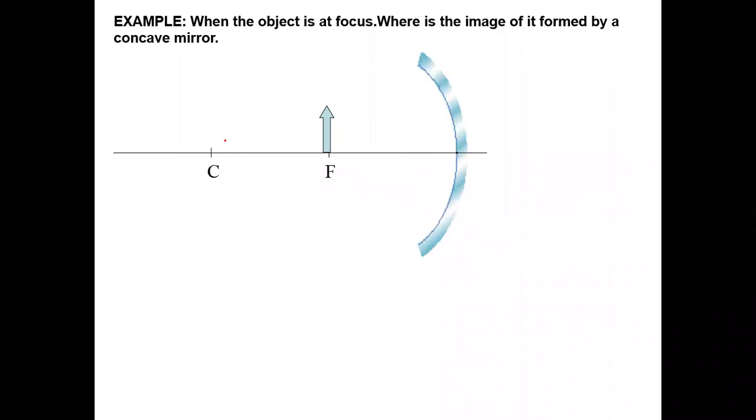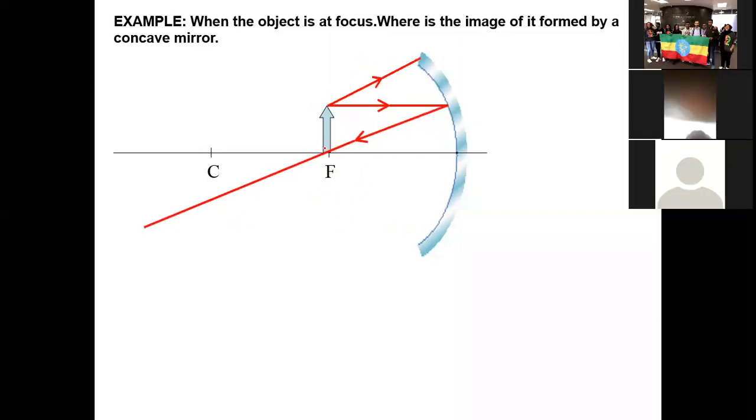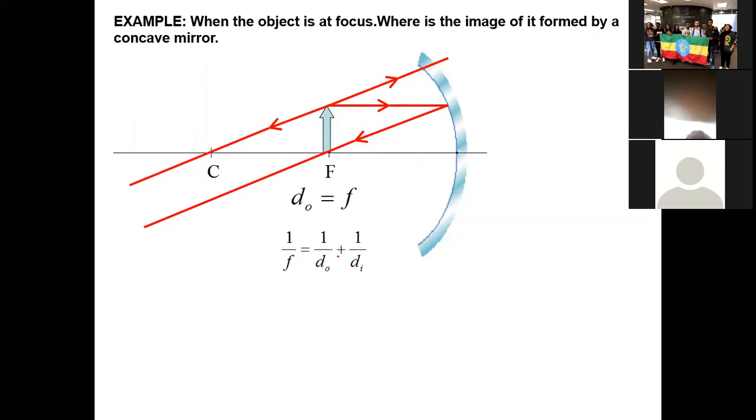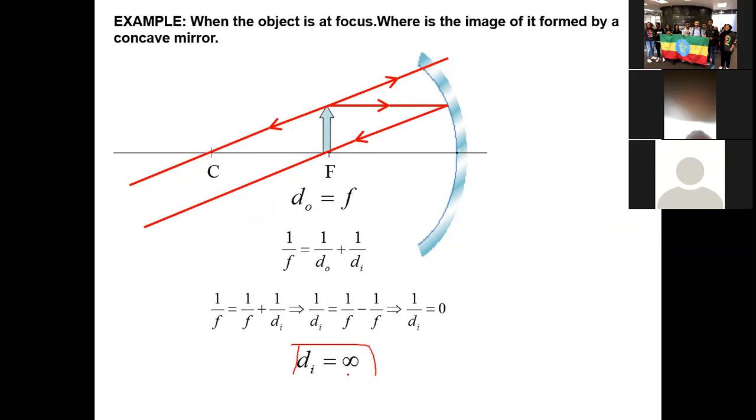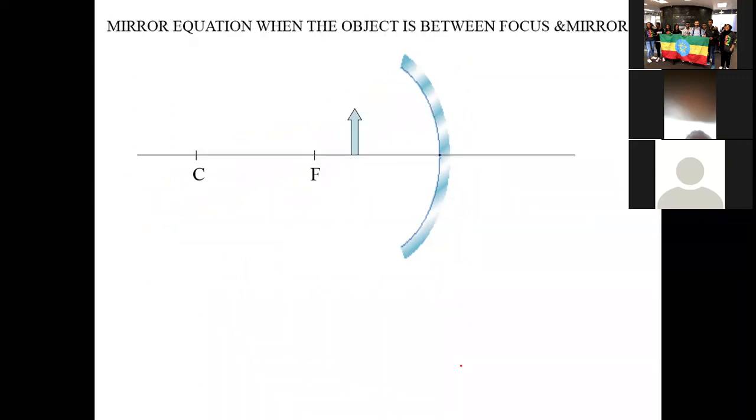So there is an example. When the object is at the focus of a concave mirror, where is the image? Again, send a parallel ray. As you see, the image is going to be formed at infinity. 1 over f equals 1 over do plus 1 over di. When you do this, you are going to get infinity here.